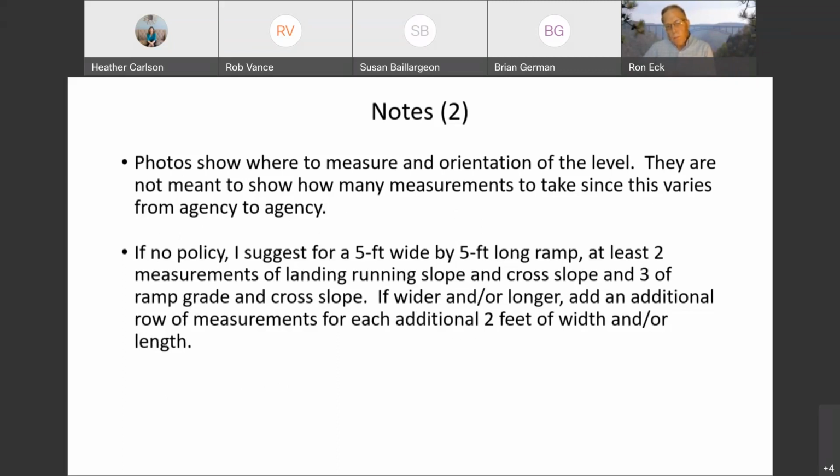The photos I show in terms of how to and where to make the measurements are intended to show where to measure and the orientation of the level. They're not meant to show how many measurements to take, since this is going to vary from agency to agency. If your agency doesn't have a policy, my suggestion is that for a 5-foot wide by 5-foot long curb ramp, take at least 2 measurements of the landing running slope and the cross slope, and 3 of the ramp grade and the ramp cross slope. If the ramp is wider and or longer, add an additional row of measurements for each additional 2 feet of width and or length.